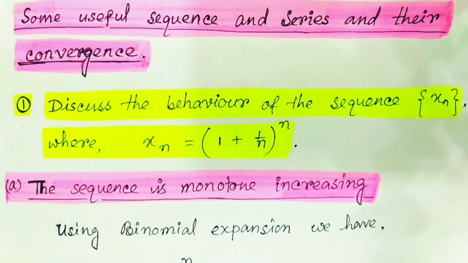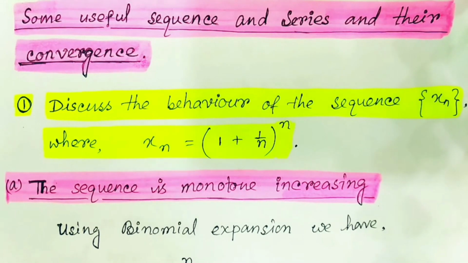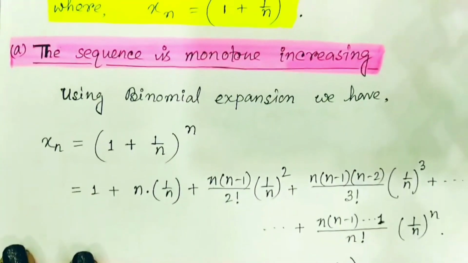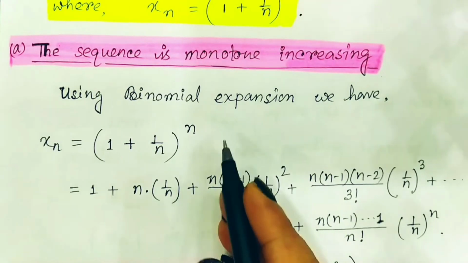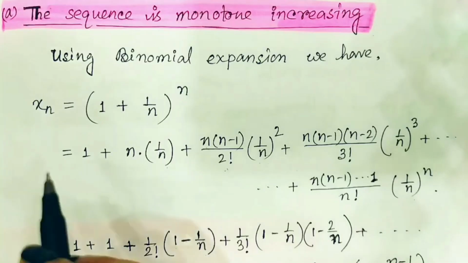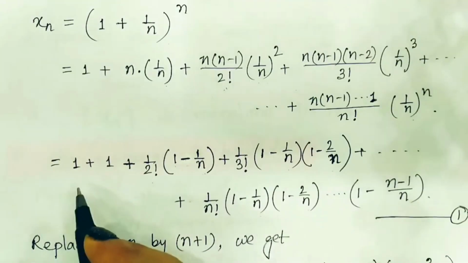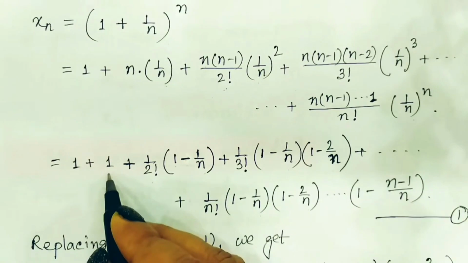Now, to find out whether it is convergent or divergent, we have to find out whether the given sequence is monotonically increasing or not. And secondly, we should find out whether it is bounded or not. So step by step, in the first step, we verify whether the given sequence is monotonically increasing or decreasing. The given sequence is xn equals (1 plus 1 by n) to the power of n. Using the binomial expansion for this expression, the first term is 1, and the second term is n into 1 by n, which gives us 1.